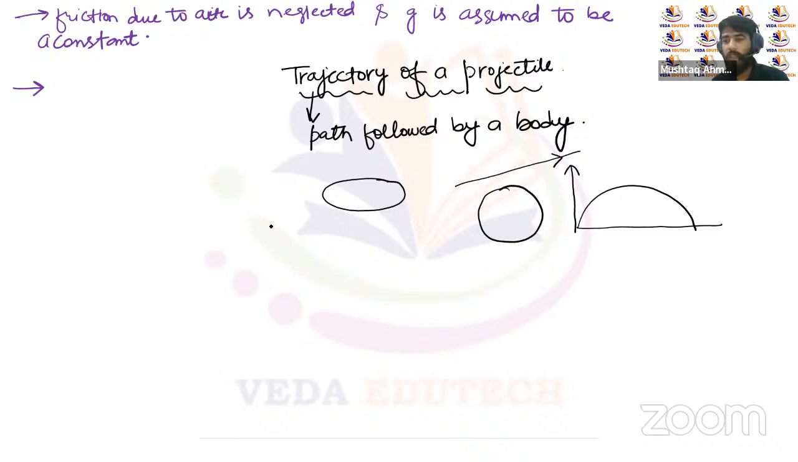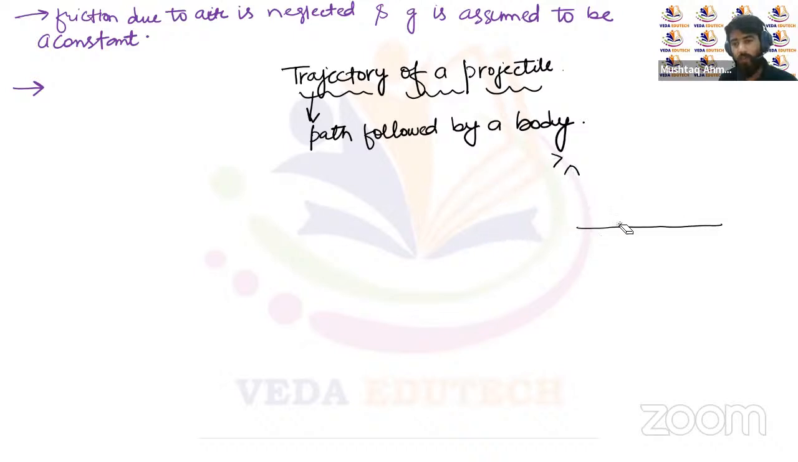By trajectory, we mean that we have to establish a relation between the coordinates of a particle, eliminating all other variables. There will be a variable time also involved, so we'll try to eliminate the time variable here and establish a relation between the x coordinate and y coordinate of this projectile. That will be the equation of trajectory for this projectile.